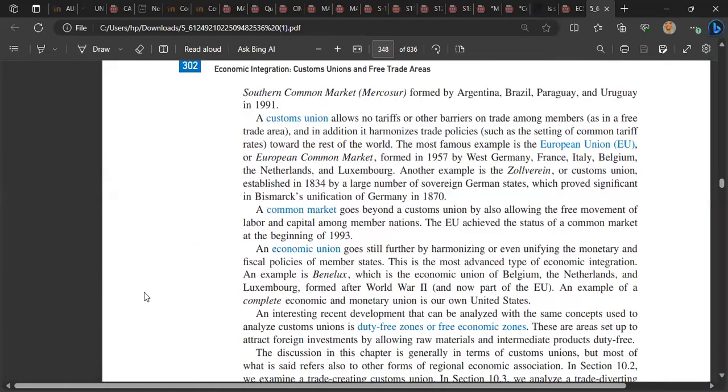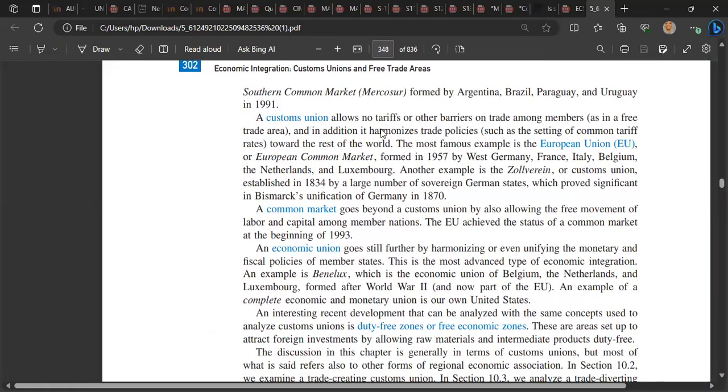All right, and then a customs union allows no tariff or other barriers on trade among members, as in a free trade area, and in addition, it harmonizes trade policies.